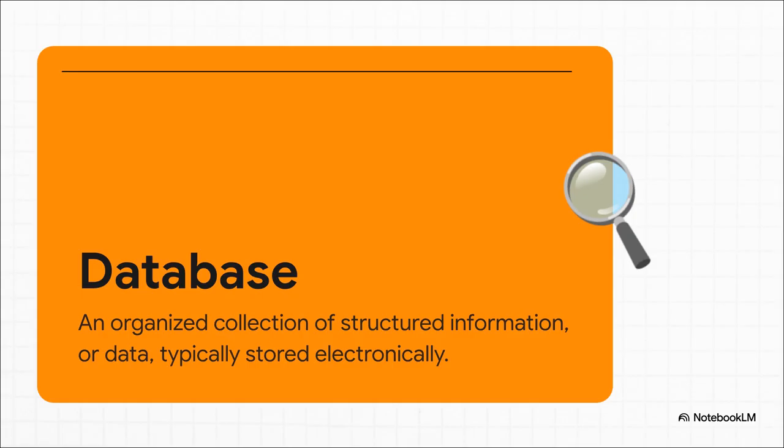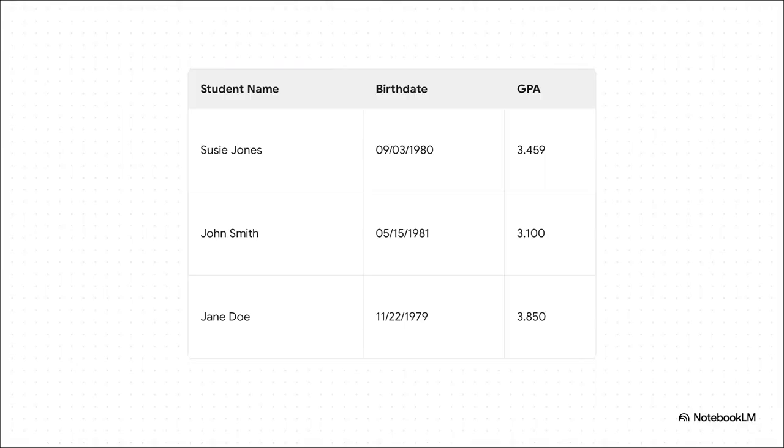So now we're not talking about just one word anymore. We're talking about the entire library, with every book arranged logically on the shelves. And this is where it all comes together. See, by organizing those raw facts into a structure like this simple table here, we start to create relationships. All of a sudden, Susie Jones's name isn't just a name, it's connected to her birthday and her GPA. The individual random words have become a coherent story, and that's how raw data becomes truly useful information.